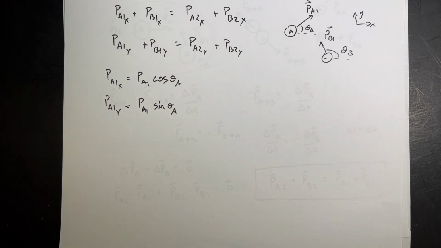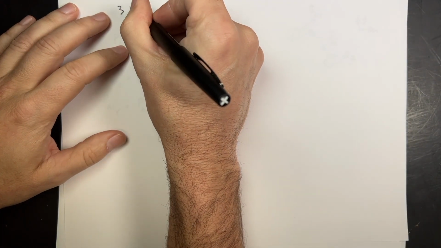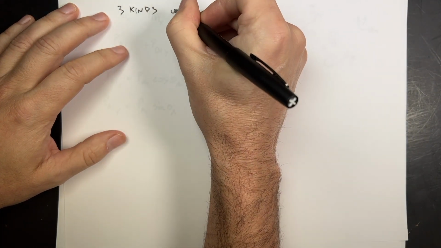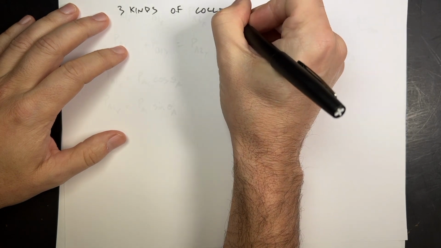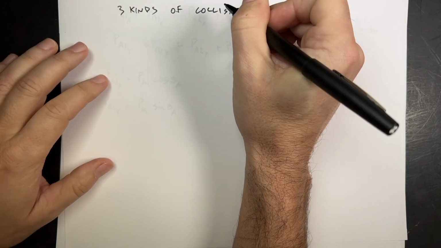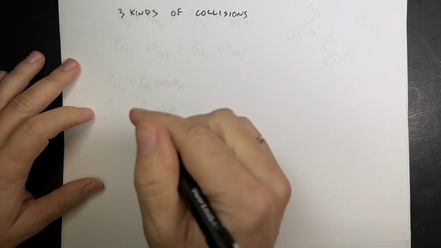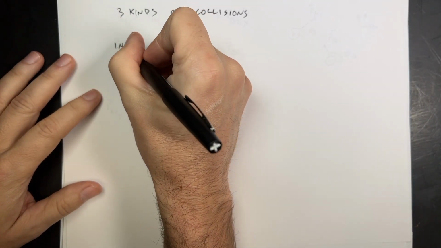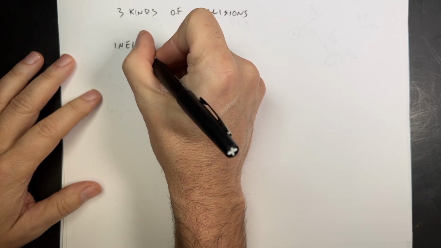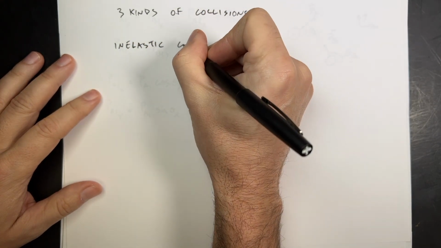Okay, let's talk about collisions, because we actually have three kinds of collisions. And these work whether it's in 2 dimensions, 3 dimensions, or 1 dimension, doesn't really matter. But let's first look at this one called an inelastic collision.